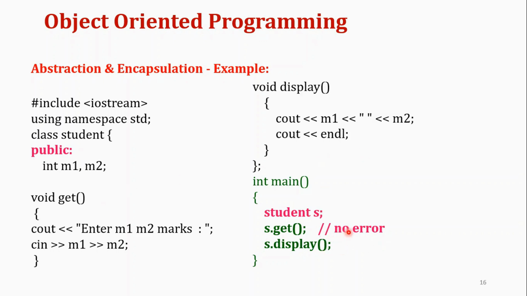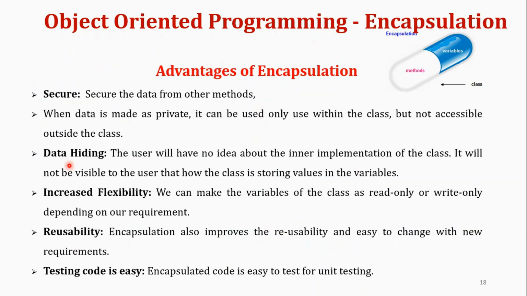If you make M1 and M2 private, it would definitely throw an error if accessed outside, but I'm not accessing M1 and M2 outside the class. Check out this code. Though they are declared private, I'm not accessing them outside the class. If I access S dot M1, it would definitely throw an error. But I'm using M1 and M2 inside the class. Using the private data members inside the class doesn't throw an error. Hence abstraction and encapsulation are achieved here.